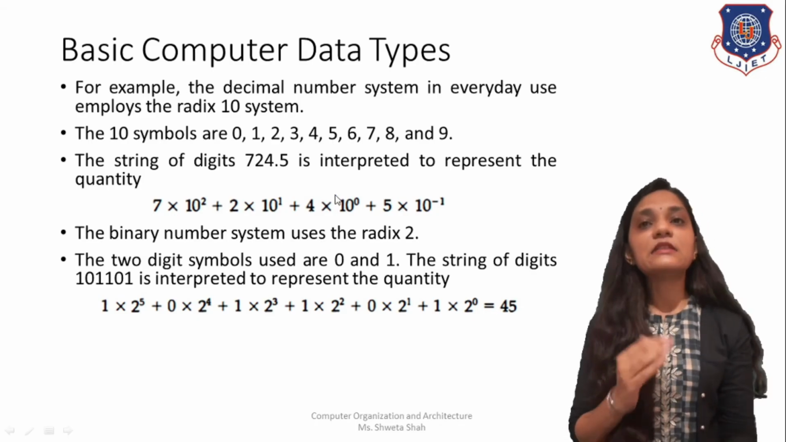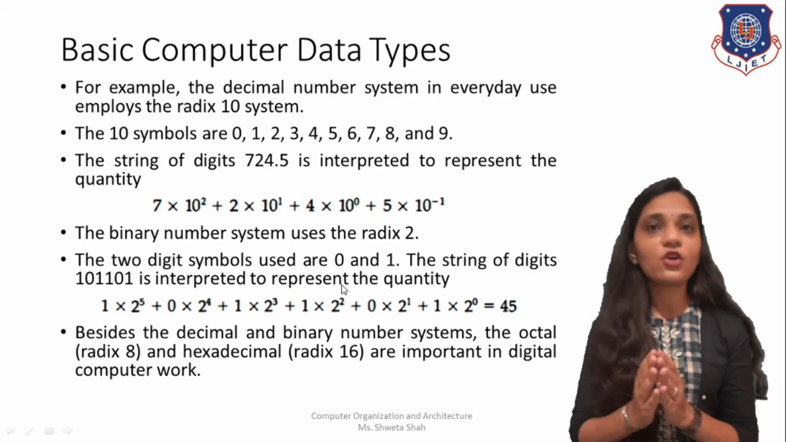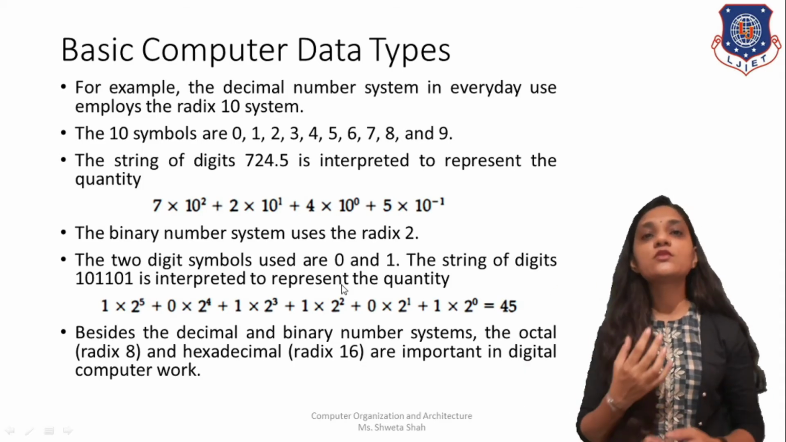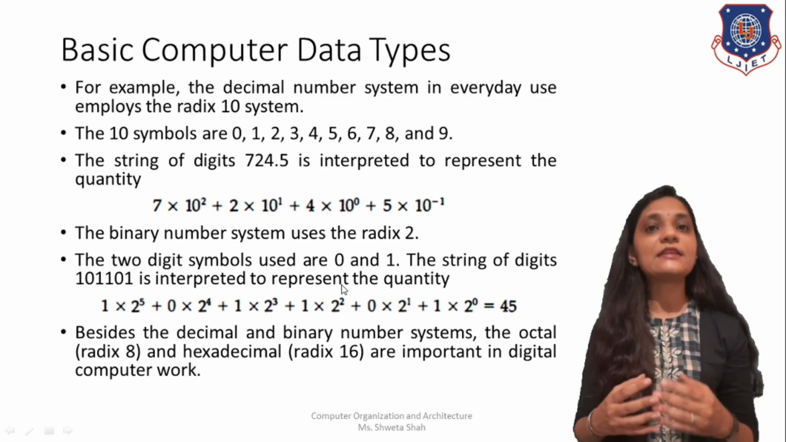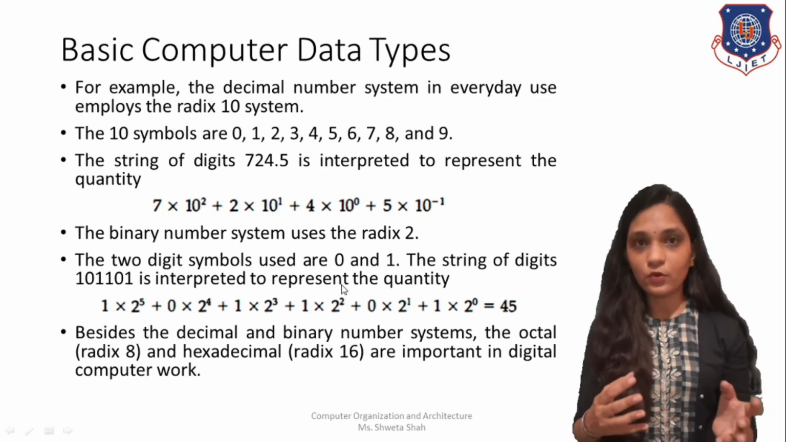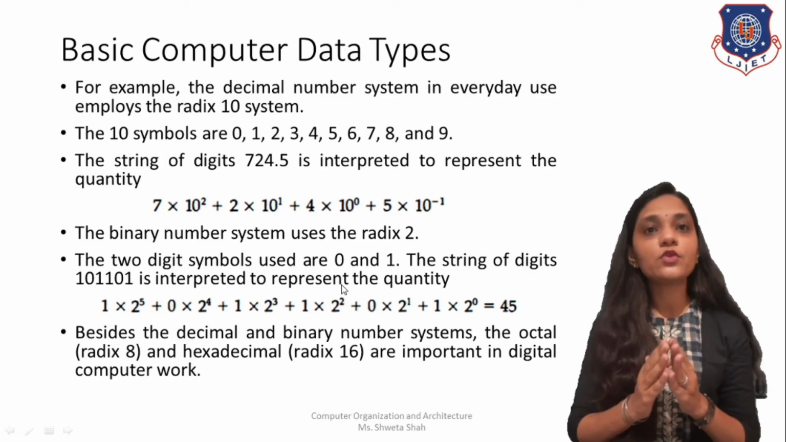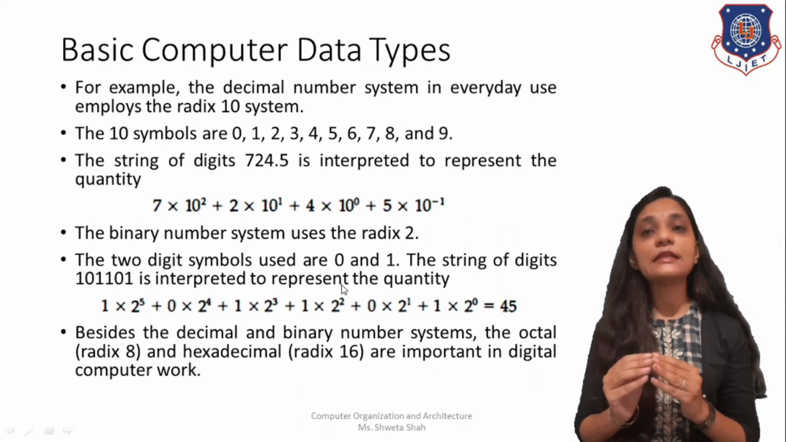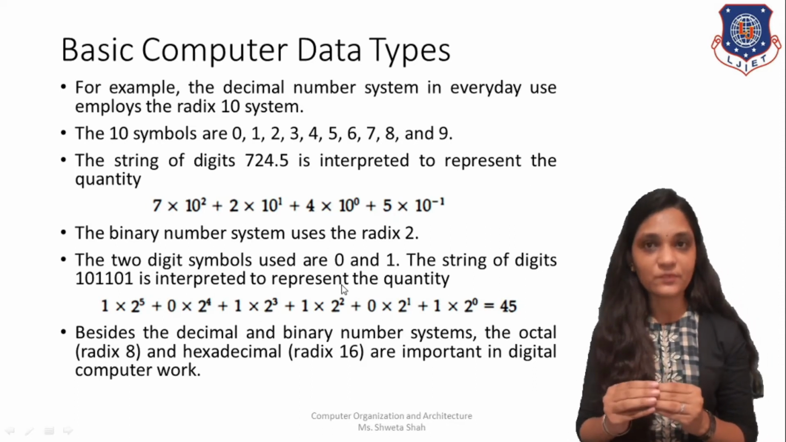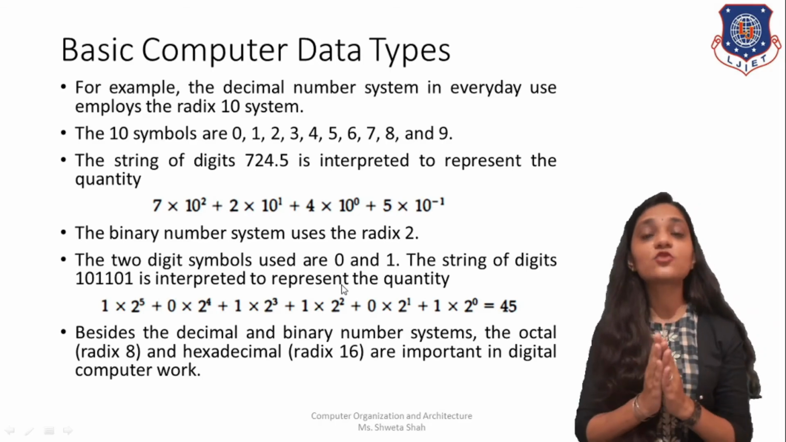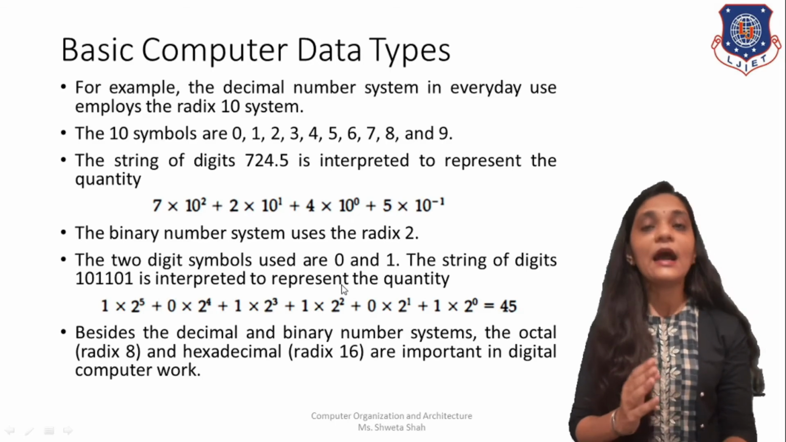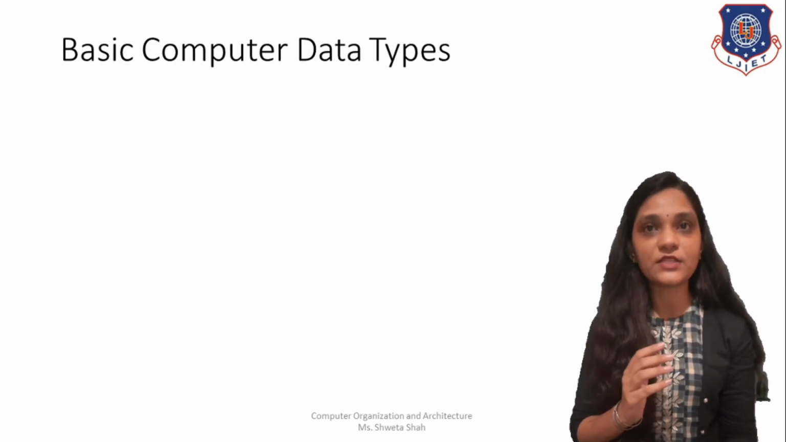Okay, decimal and binary are not the only two number systems that you can use. There are so many number systems, like octal, hexadecimal, BCD, and so on. For example, the octal number system is a radix 8 number system. The hexadecimal number system is a radix 16 number system, that means it has a total of 16 symbols. Okay, let me see how the system works.